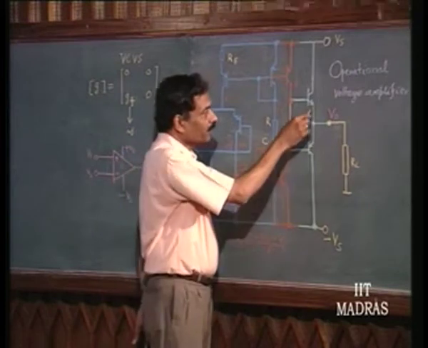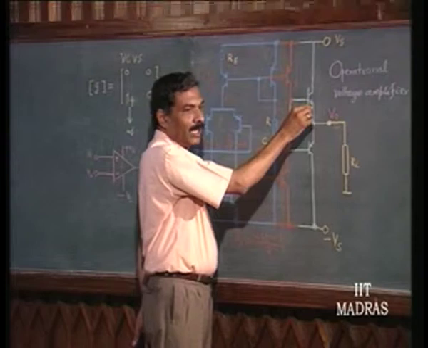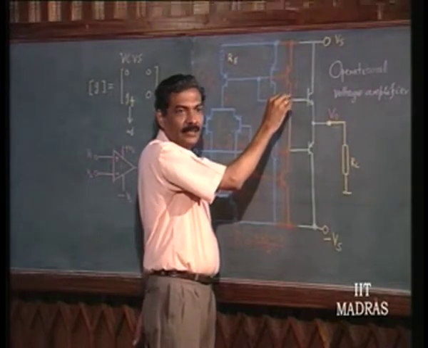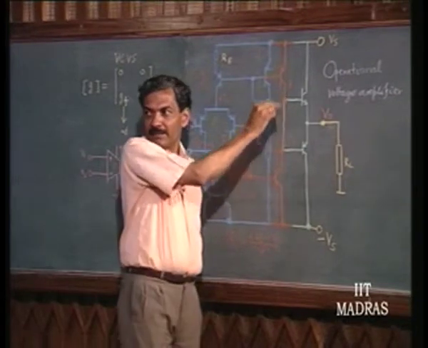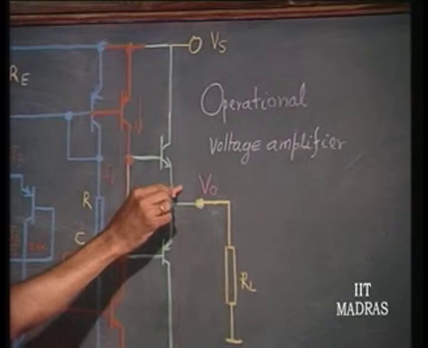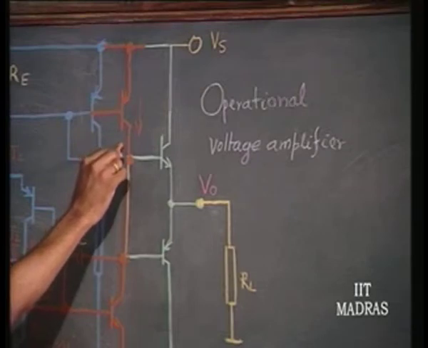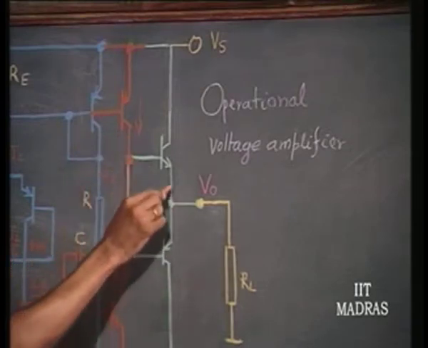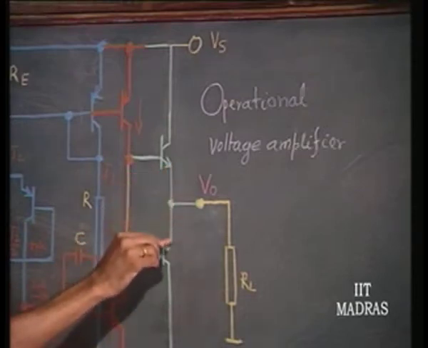Most of the time the output impedance is going to be governed by this, plus this divided by beta. The impedance level here being high, the output impedance of this is rather governed by mostly this divided by beta plus 1.